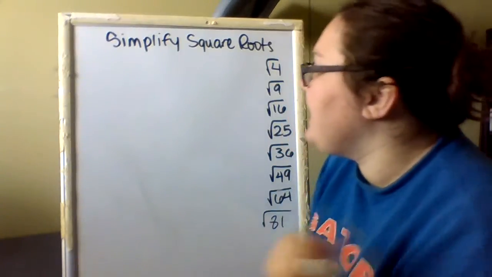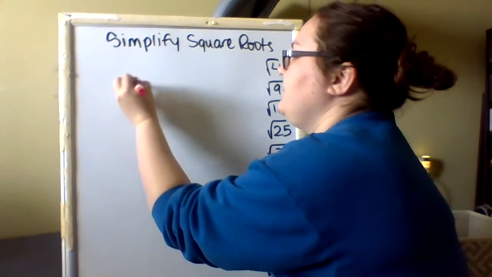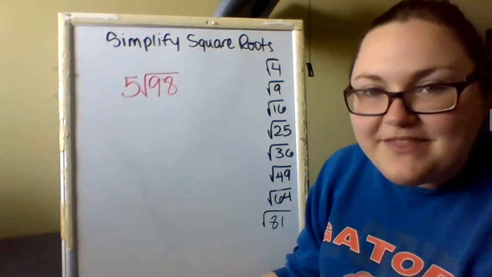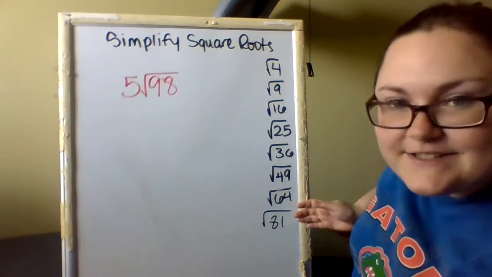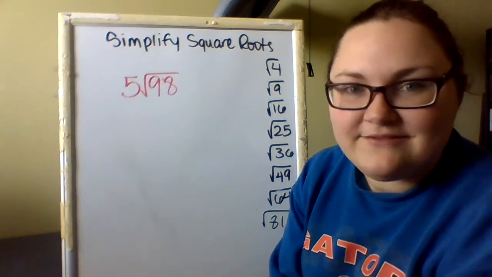If you want to go ahead and try, let's do 5 square root of 98. Again, use whichever method you want, factor tree, finding a square root inside 98. But go ahead, pause the video now so you can try.